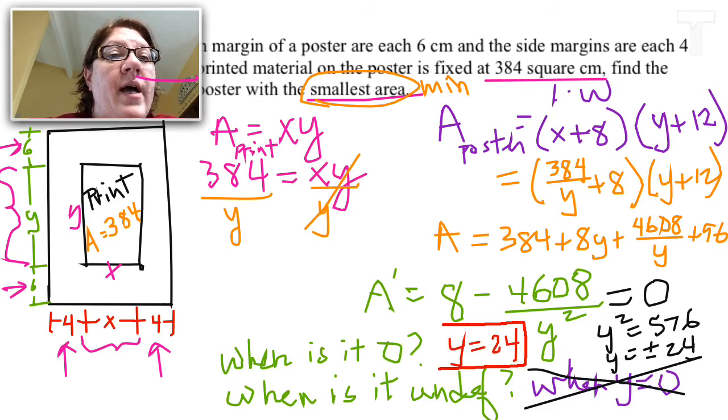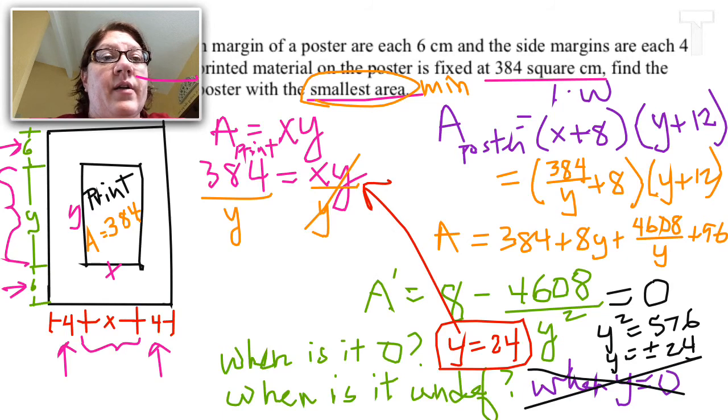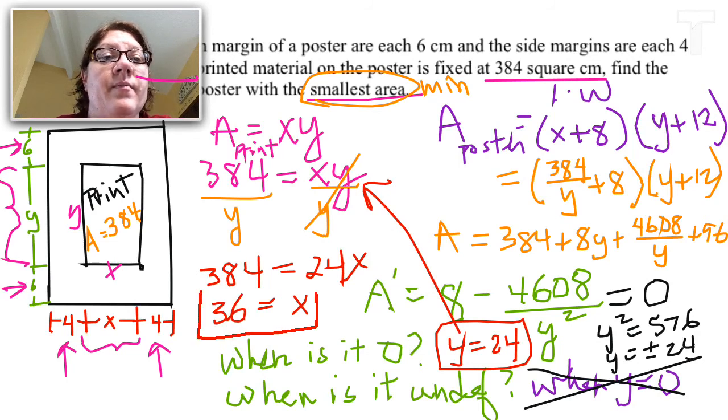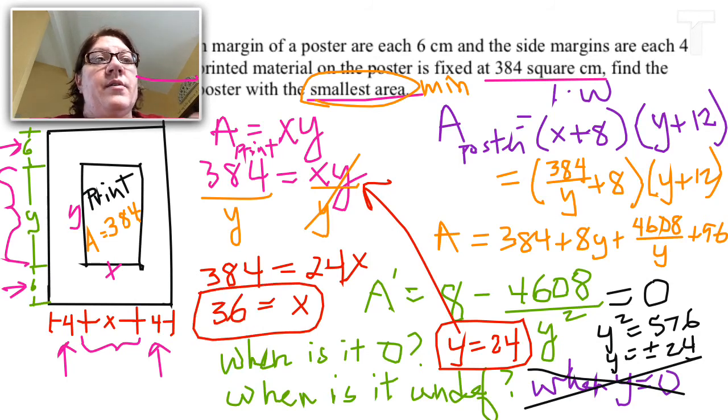And now that I know y, I can go back to this original equation that I had and solve for x. So I'm going to have 384 equals 24x, and then I'll get x equals, I think it's 36. Double check my math. So the dimensions are 36 by 24.